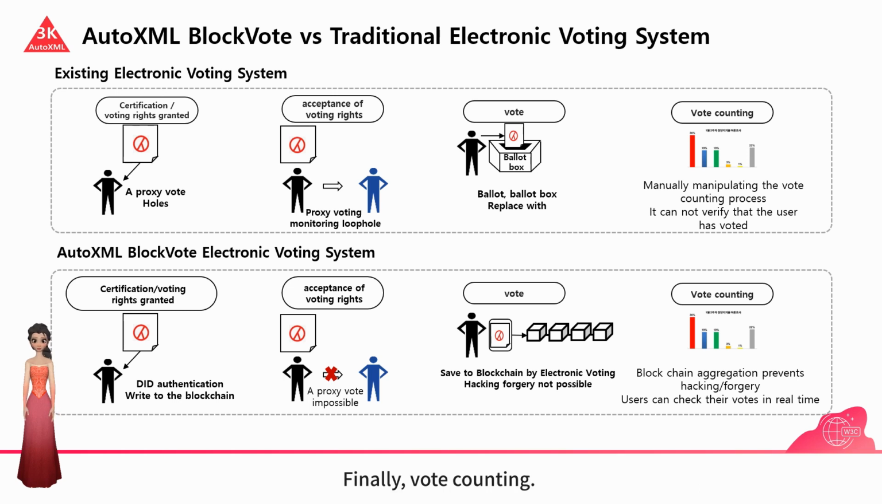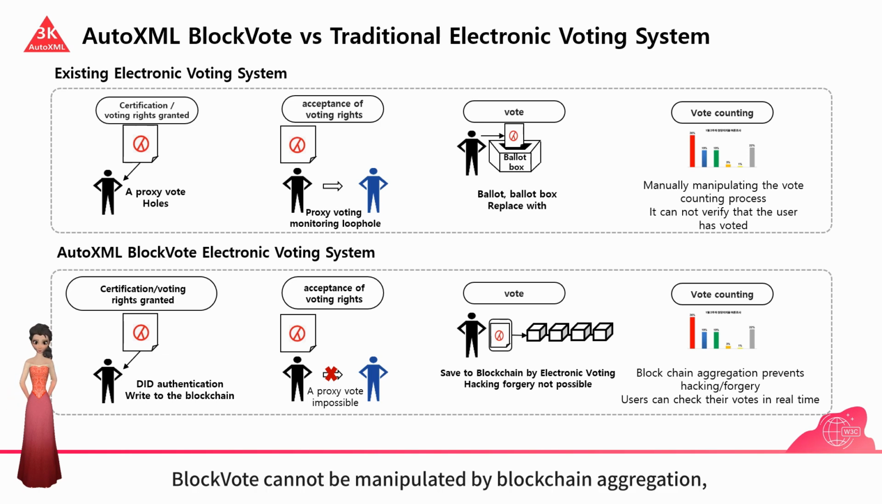Finally, vote counting. When counting votes in the existing system, you can manually manipulate and process them. And you can't see what users voted for. On the other hand, BlockVote cannot be manipulated by blockchain aggregation, and users can check their votes in real time.